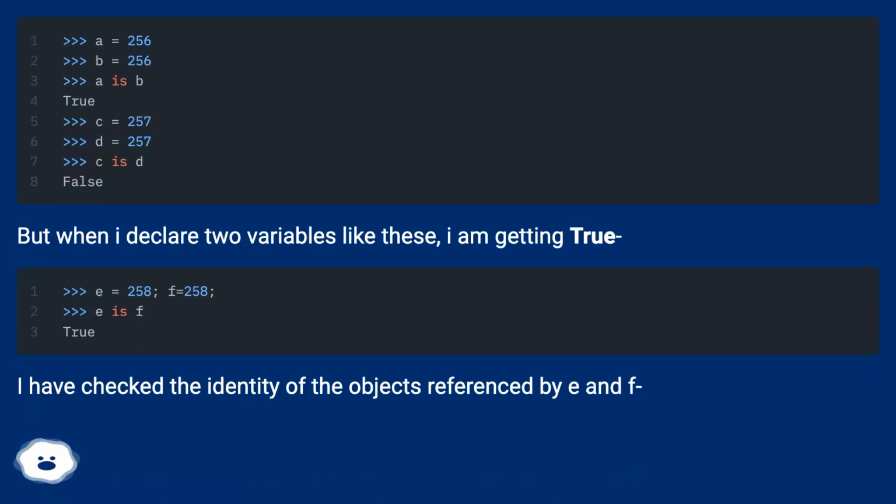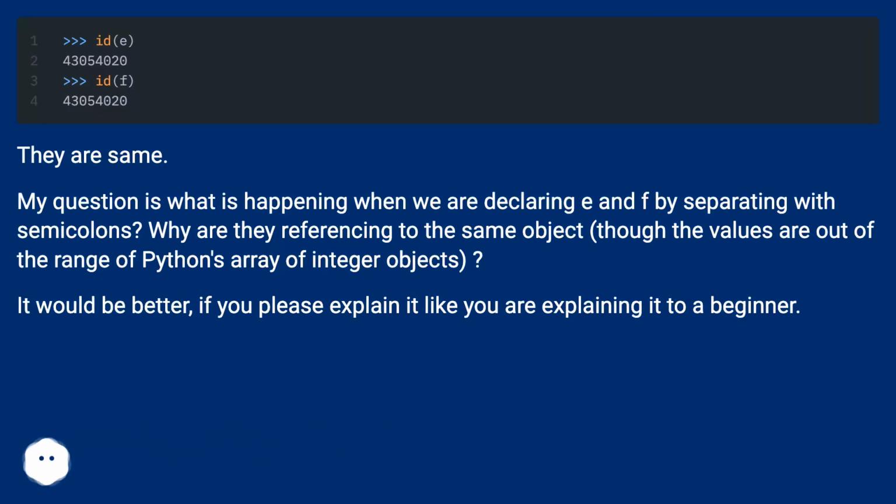But when I declare two variables like these, I am getting True. I have checked the identity of the objects referenced by E and F. They are the same. My question is, what is happening when we declare E and F separated by semicolons? Why are they referencing the same object, though the values are out of the range of Python's array of integer objects? It would be better if you could please explain it like you are explaining it to a beginner.